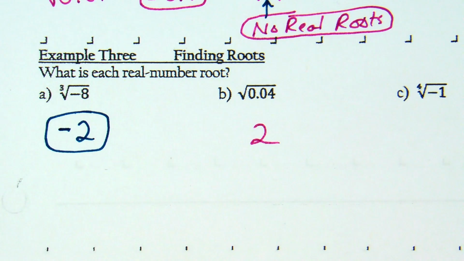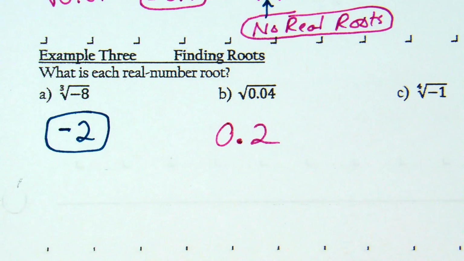How many numbers are after the decimal in this problem? There's 2 numbers after the decimal. What kind of root is this? This is a square root. Square root is represented by 2. What's 2 divided by 2? 1. And so what that means is there's going to be 1 decimal place in my answer. So if my answer has a 2 in it, we need 1 decimal place. We're going to say 0.2.